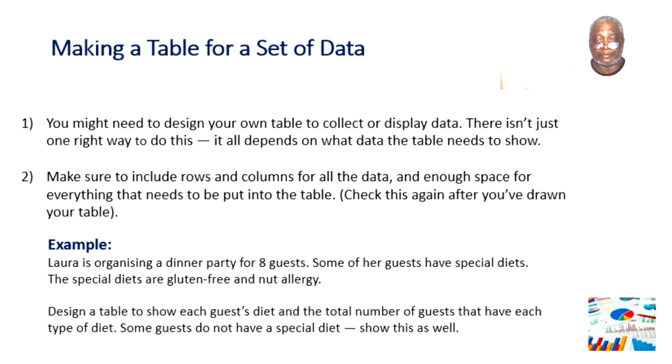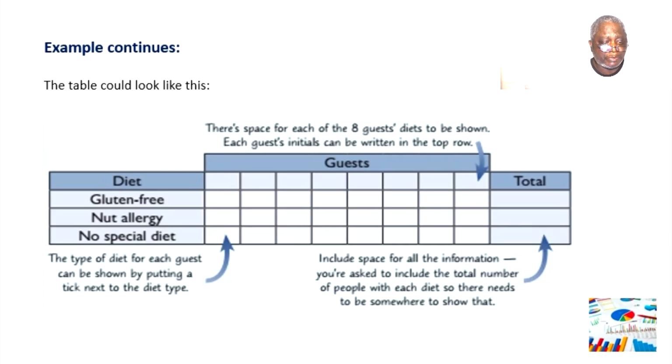Show this as well. So the table could look like this. Let's start from the column heading. You have diets, you have guests, you have total. And then at the top there is space for each of the 8 guests' diet to be shown. Each guest's initials can be written in the top row. So if you count under guests, you'll see that there are 8 spaces for the guests.